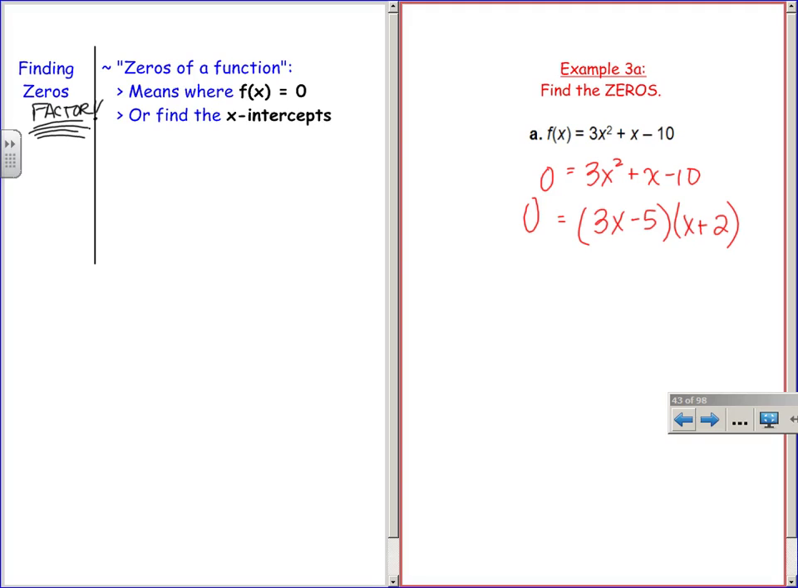So how do we finish the problem? If we have factors equal to 0, why did I say factor, factor, factor, factor, factor? Because it's always the same final step when you factor. Factors equal to 0, set each.